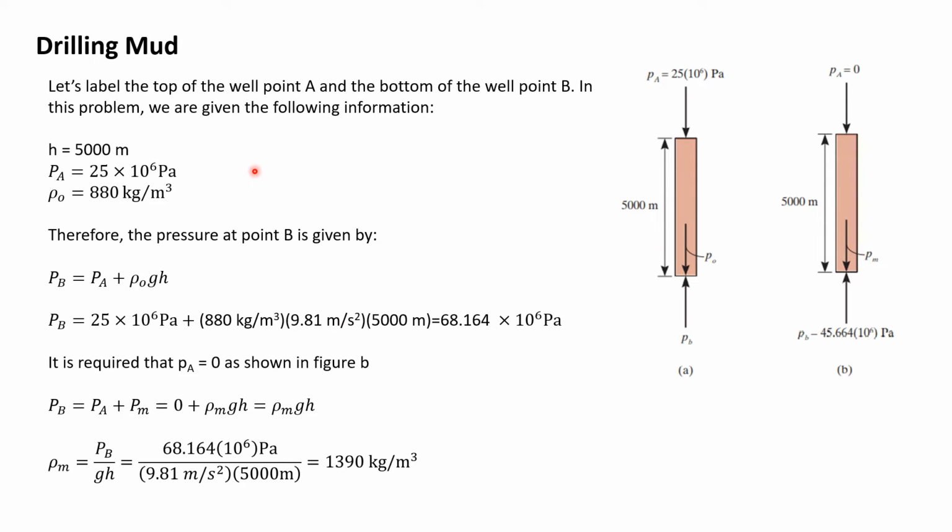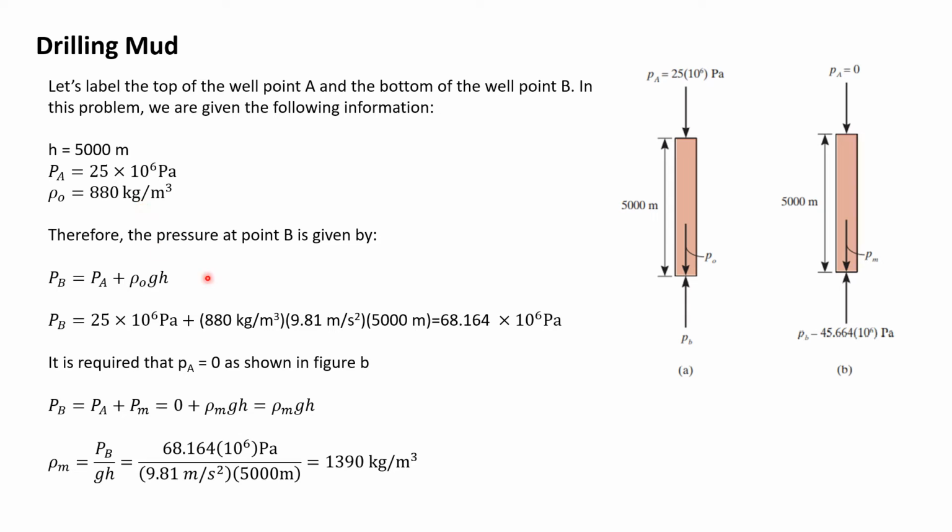So in order to work this problem, let's label the top of the well point A and the bottom of the well point B. In this particular problem, we're given the following information. We know the depth of the well, which is 5,000 meters. We know the pressure at A, 25 times 10 to the 6 pascals, and we know the density of the oil, that's given in the problem.